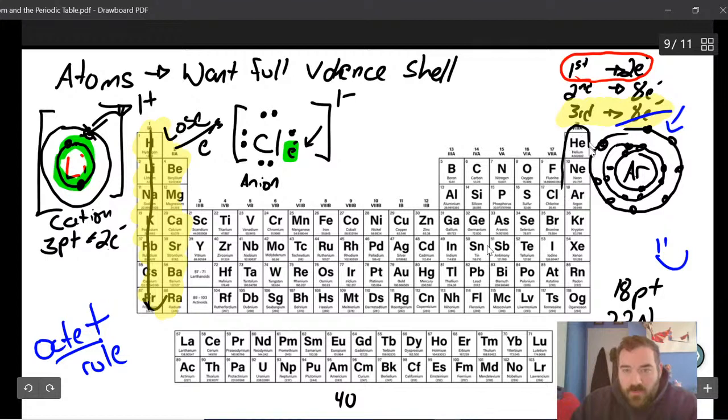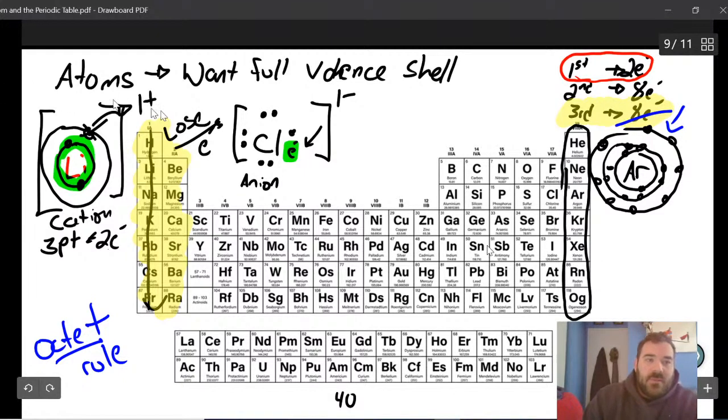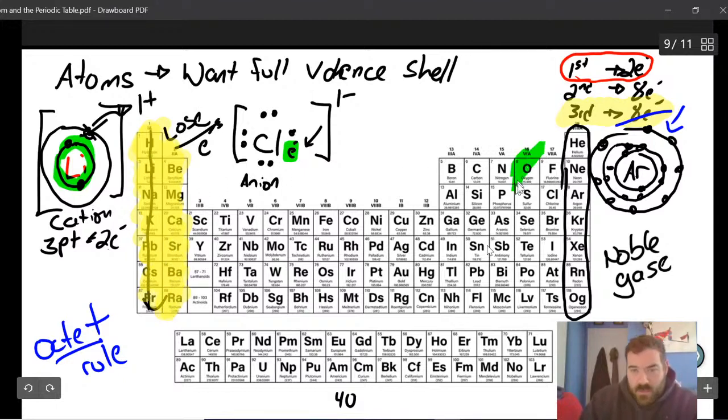This whole row of atoms are the most stable atoms on the periodic table. They like to exist as themselves, and they do not like to be part of a molecule or compound of any kind. So these are extremely stable. They're extremely safe. And that's why we call them the noble gases. So electron losers over here. Electron takers right here. And our stable atoms right here.